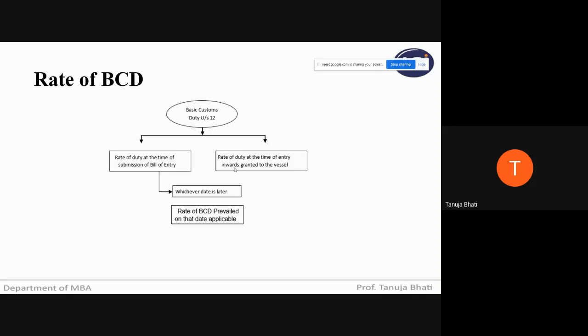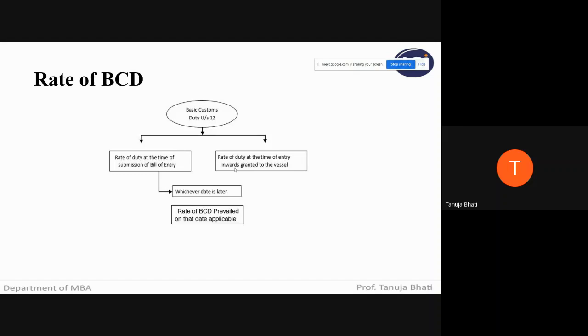the rate applicable on that date. Suppose the bill of entry is submitted later, then you take the rate applicable on the date of bill of entry. Or if the entry inward is granted to the vessel later, what was the rate on that date? Whichever date is falling later, meaning last, not earlier, that rate of BCD will be applicable on the assessable value.